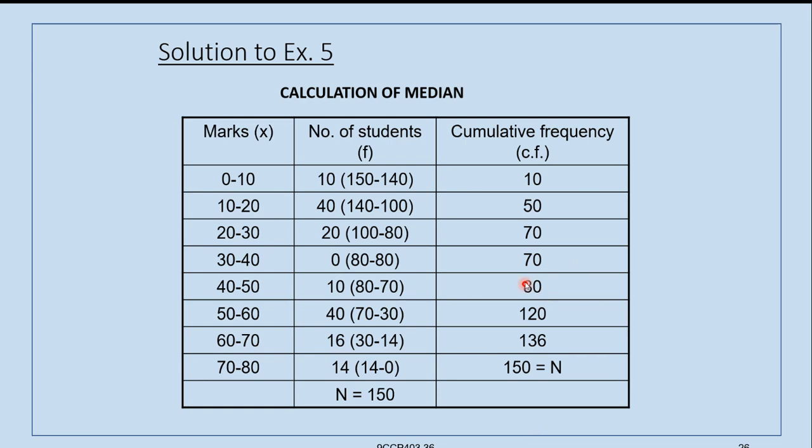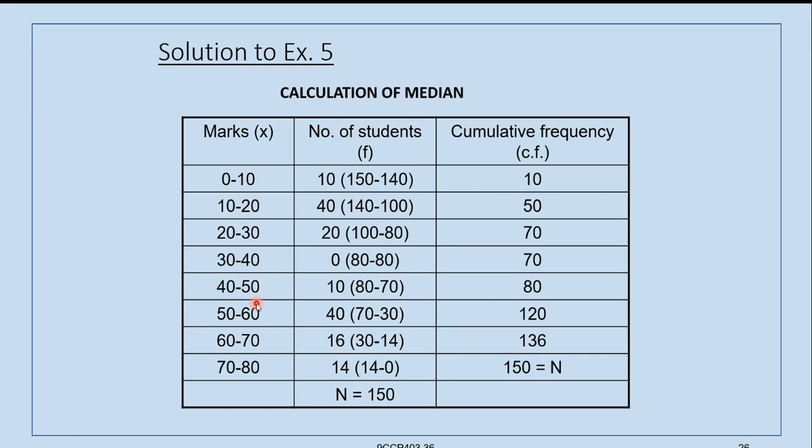Now 75 is falling here. In this median class, 75 is falling. That is 40 to 50. Median class is 40 to 50. Now we'll see the formula. Median is equal to L1 plus n by 2 minus Cf by F into I.